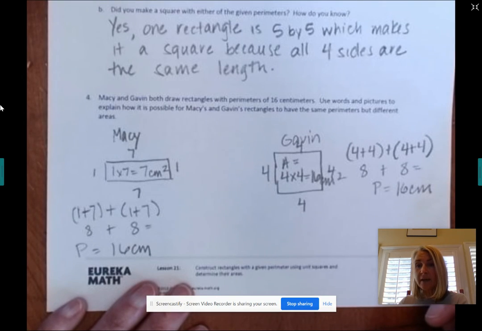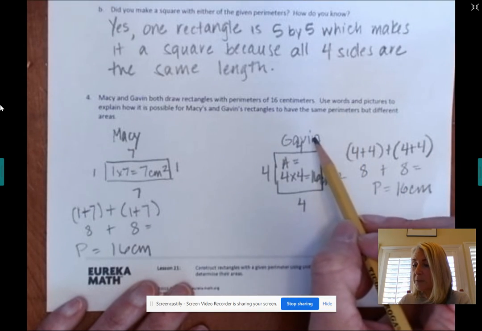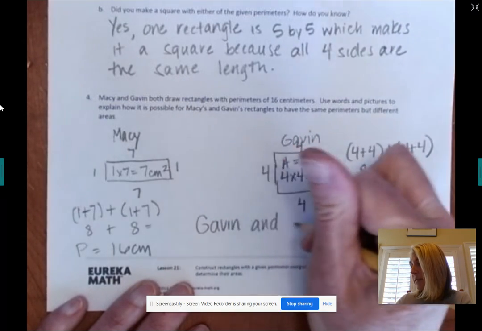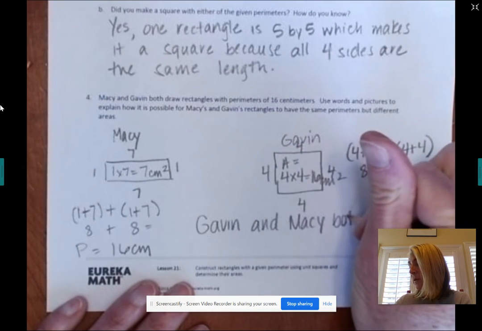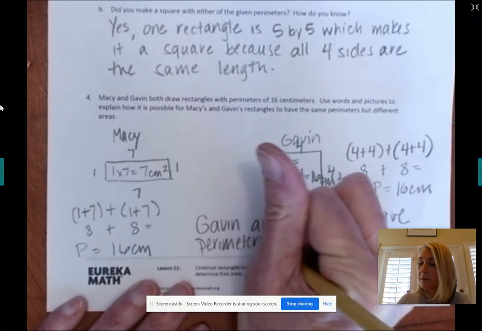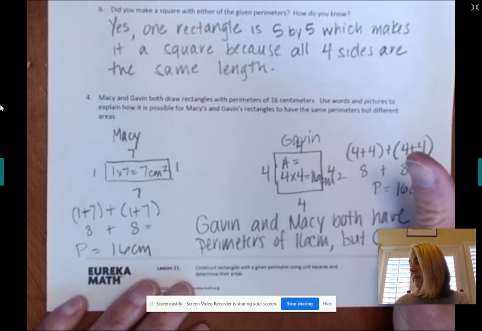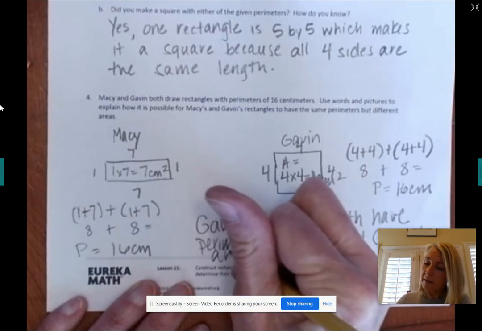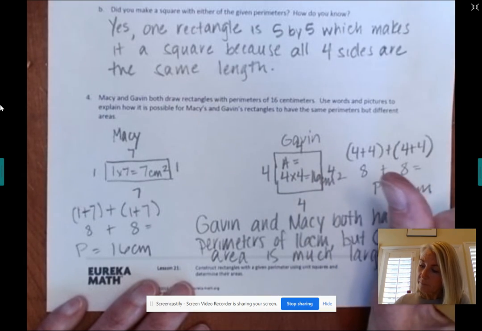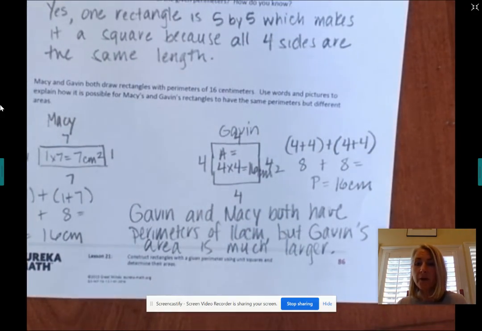So Gavin's area is much larger than Macy's. Use pictures and words to explain how it is possible. Okay, so Gavin and Macy both have perimeters of 16 centimeters, but Gavin's area is much larger. Okay, and here we have all the math and the models to support our thinking.